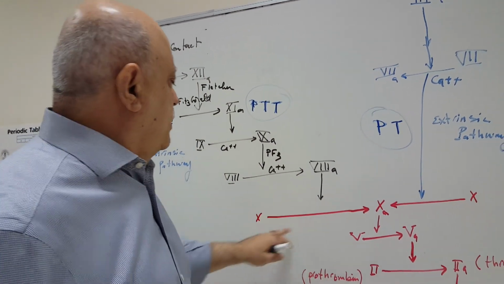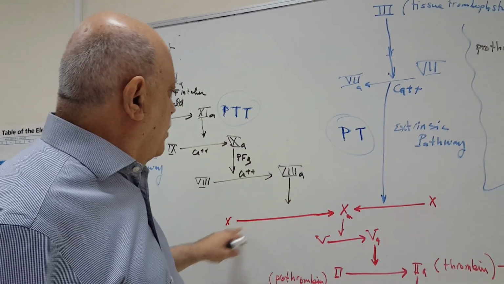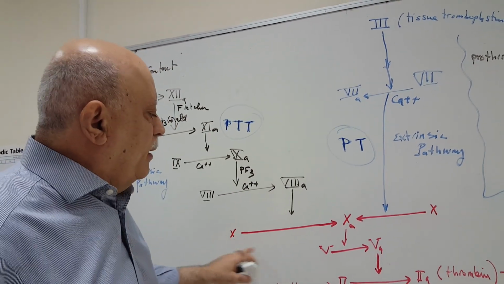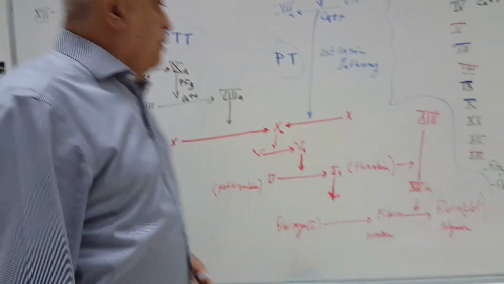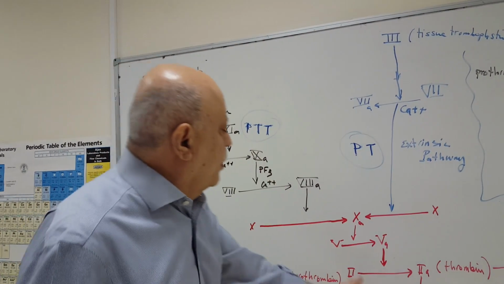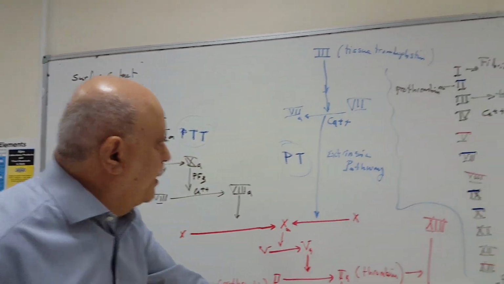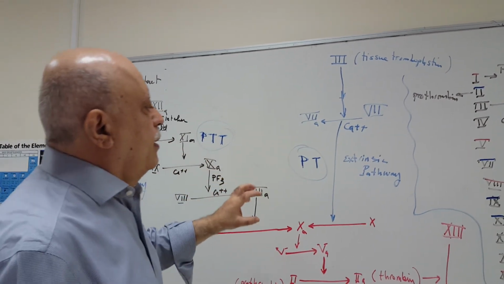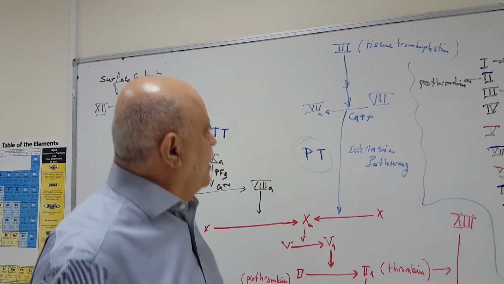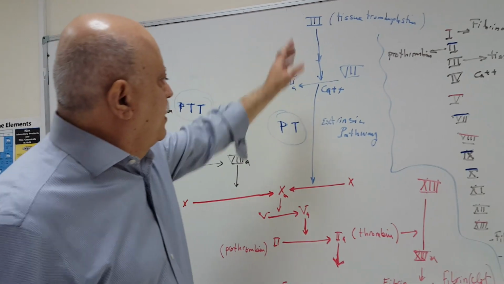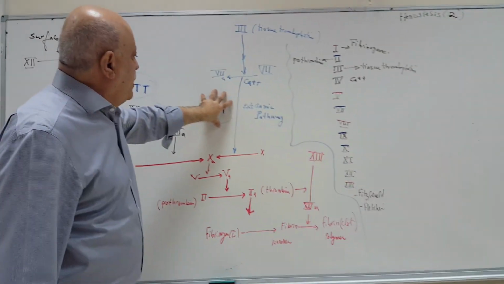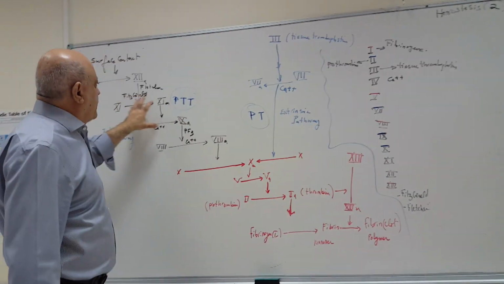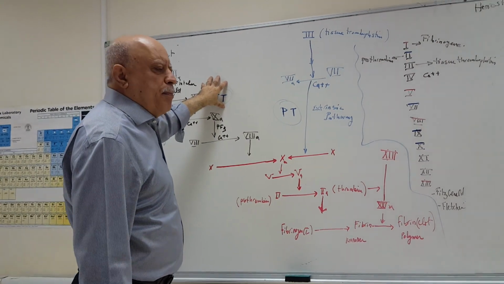Now, 8 activates 10 and 5 and 2 and so forth. This pathway we call intrinsic, and this pathway we call extrinsic. To test the clotting factors in this pathway, the test is called PT. To test the clotting factors in this pathway, we call it a PTT.